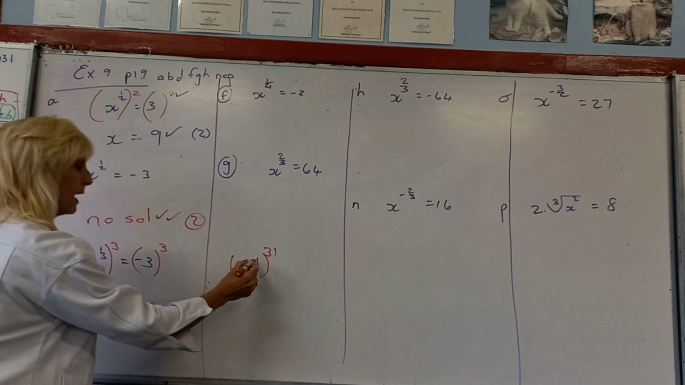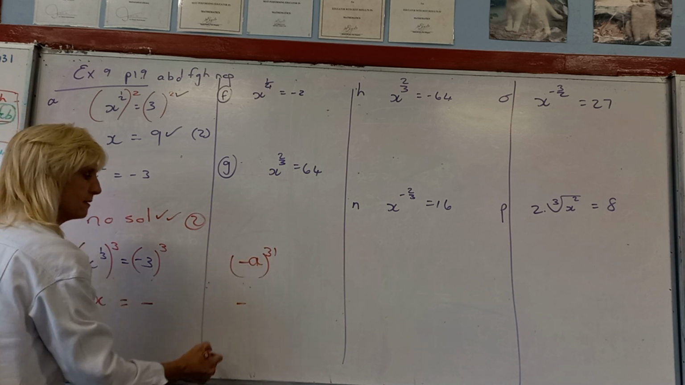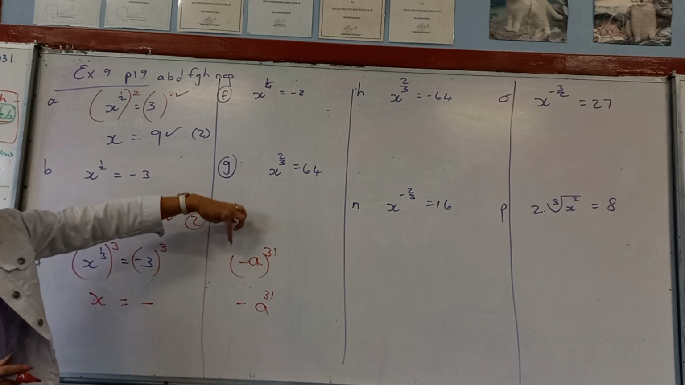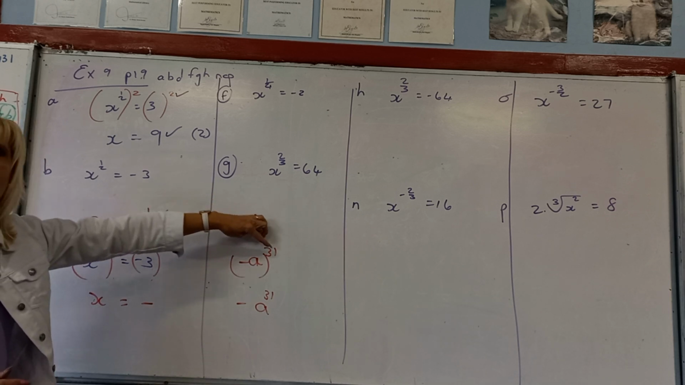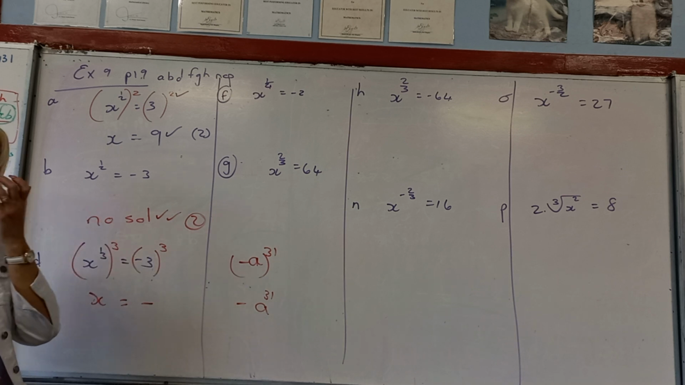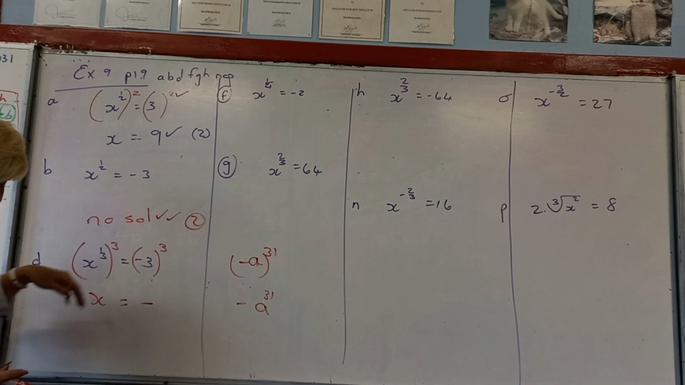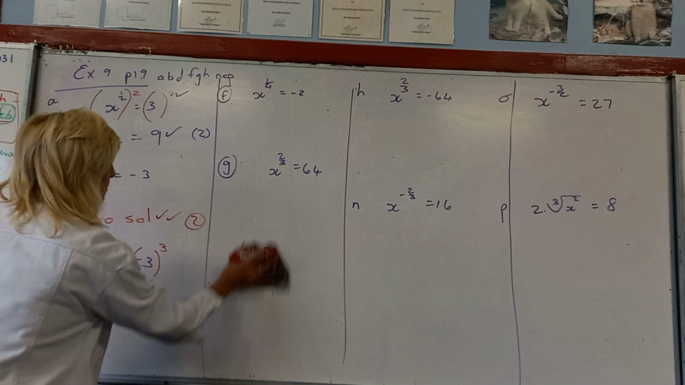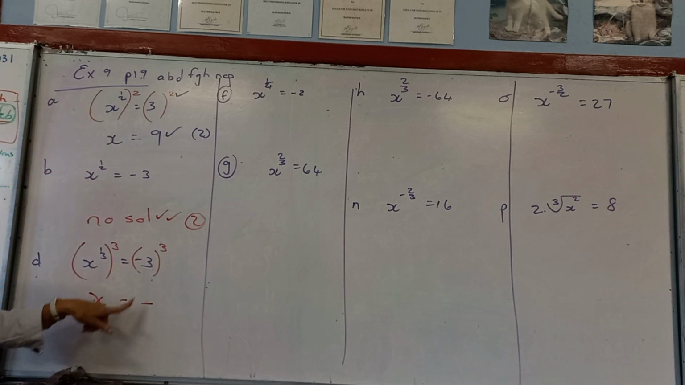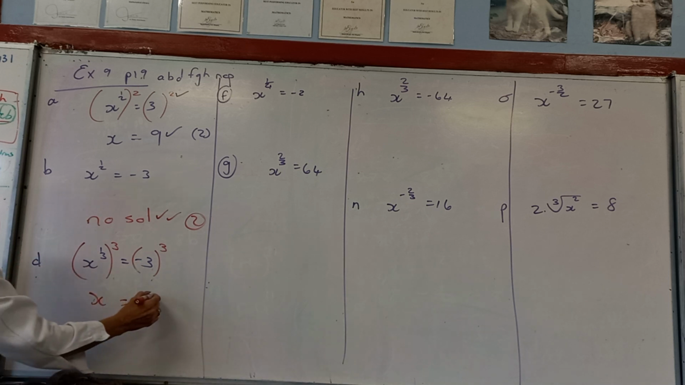If it's negative a, it'll still be negative, but then a to the 31. An uneven exponent over a negative is going to be a negative. An even exponent is going to give me a positive. Right. So negative to an odd exponent gives me a negative, and 3 to the power of 3.